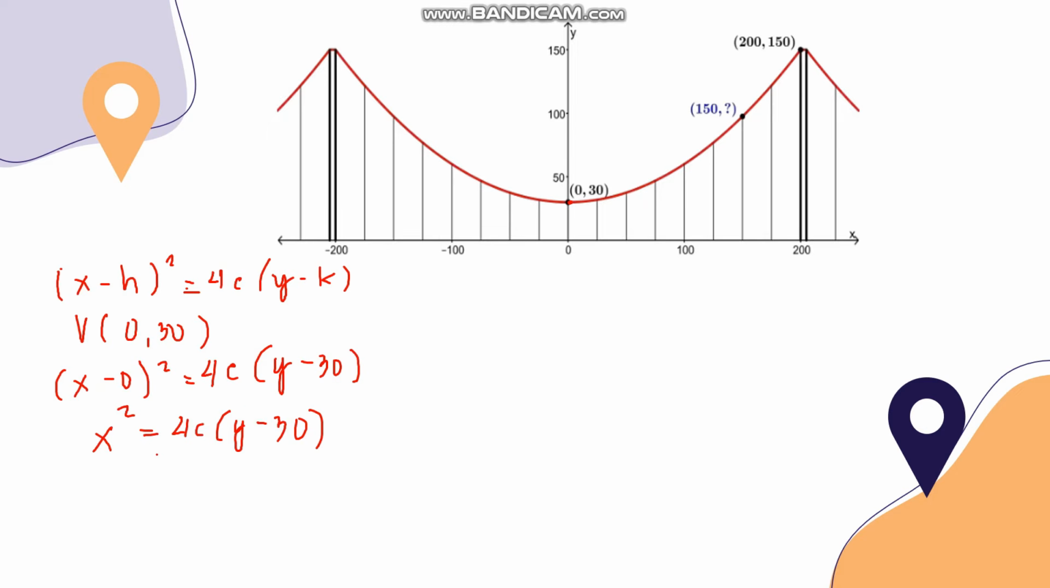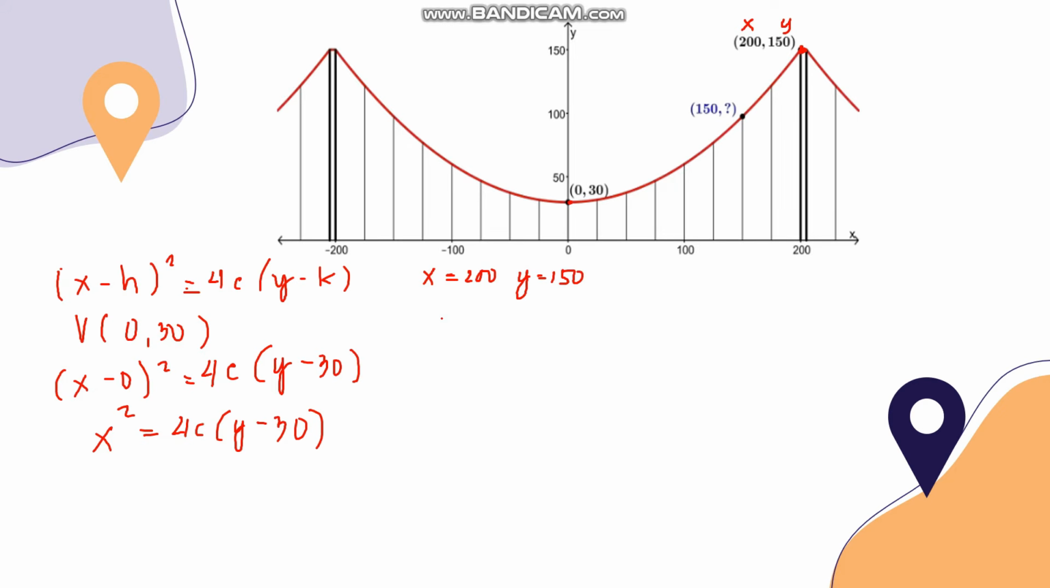So this is now the equation that represents the cable, or the equation of the parabola, which is the cable. We have to identify c first. To identify c, of course, we need to assign values for x and y so that we will be left with c. Remember, we consider another point here, which is (200, 150). So let's use the values of x as 200 and y as 150, and then solve for c of this equation. So again, x is 200, and y is 150.